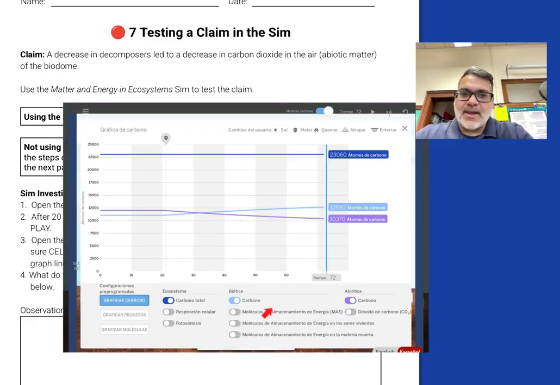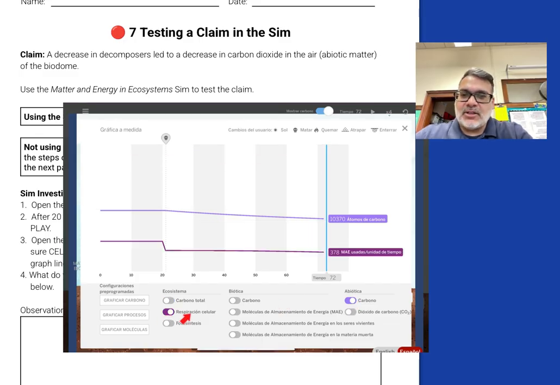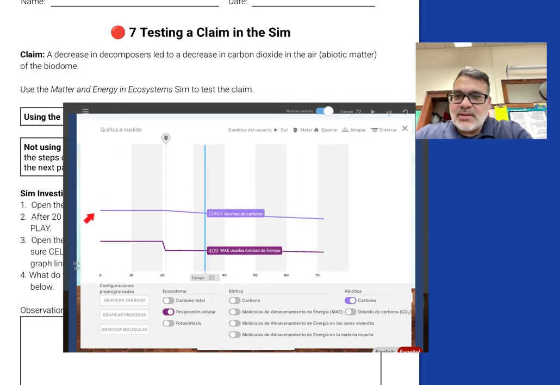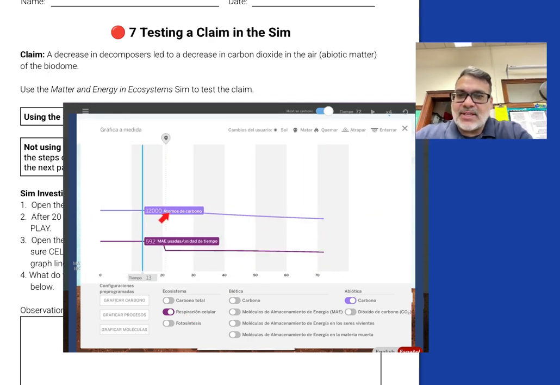Okay, so here's the graph, and now I'm going to make sure that I click on carbon in abiotic matter, and I'm going to click cellular respiration here, okay? And now notice at the first 20 seconds, everything was stable. These are the carbon atoms here, and everything is stable at the same level.